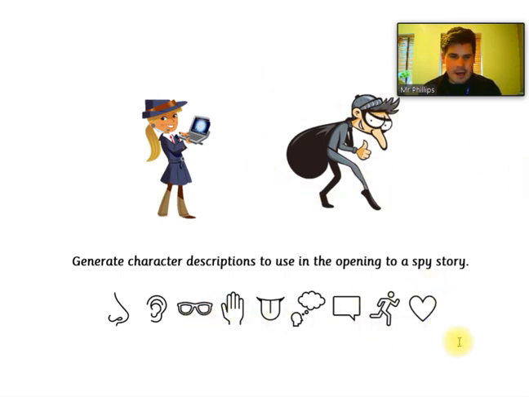I've got our 9 icons here to remind us of the 9 lenses of writing. If you're ever stuck and you say, I don't know what to write, it's going to be one of these 9. You can either write about what the character smells, hears, sees, touches, tastes, thinks, says, does, or feels.